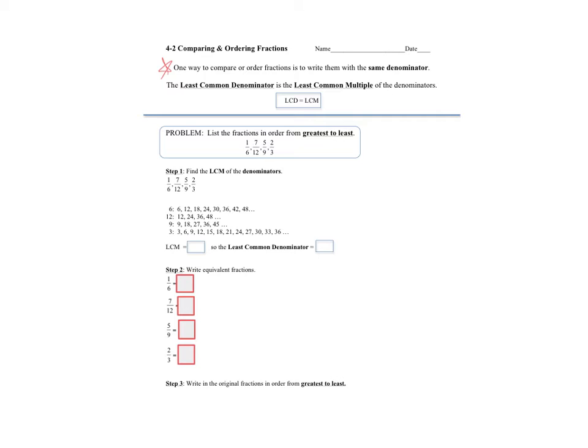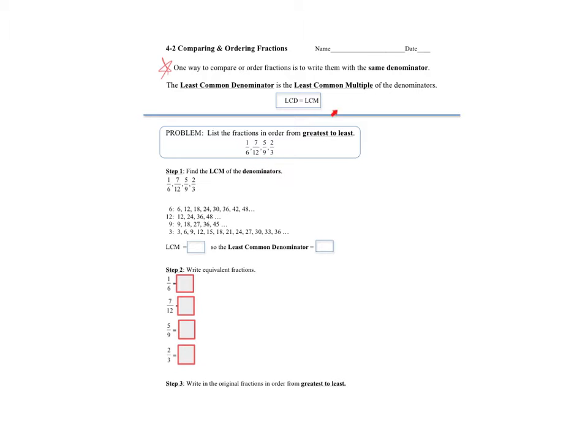So I'm going to skip down here to our problem, and then we'll go back up and talk about the rest of that top section. Our problem right here is asking us to list our fractions in order from greatest to least. And here are my four fractions. I have 1/6, 7/12, 5/9, and 2/3. Now, how in the world are we going to decide what the largest and smallest of those fractions are? How are we going to put them in order from greatest to least? It is very difficult given the way that they look right now.